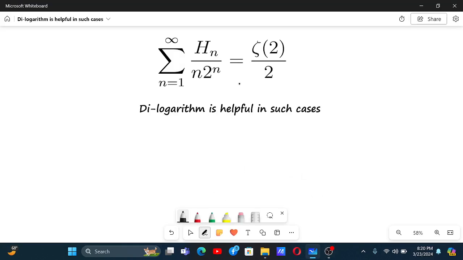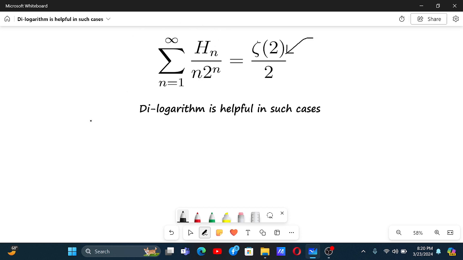Dilogarithm is helpful in such cases. Okay, but let's see how. This is also pretty interesting because the sum of harmonic numbers actually equals Riemann zeta of 2 by 2. That seems like an interesting result, and let's see how we prove that.